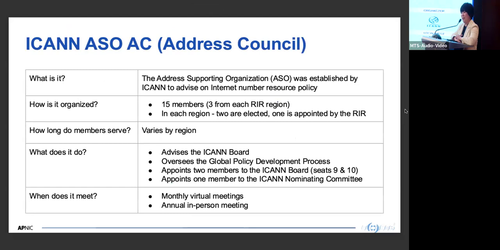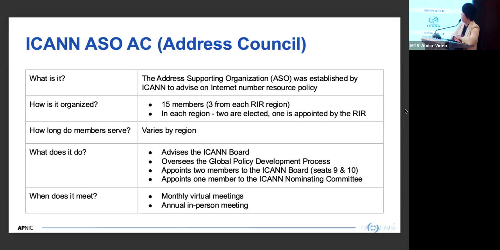I don't think we need to have a recap of the ASO in ICANN because this crowd already knows very well. But just very quickly, the ASO stands for the Address Supporting Organization, and what it does is advise on internet number resources policies within the ICANN space. It advises the ICANN board and oversees the global level policy development process, because each of the RIRs has its own respective regional policy development process for allocation of number resources. So the ASO is looking at those policies at the global level. And part of its job as well is to appoint 2 members to the ICANN board, seats 9 and 10, as well as 1 member to the ICANN NomCom.